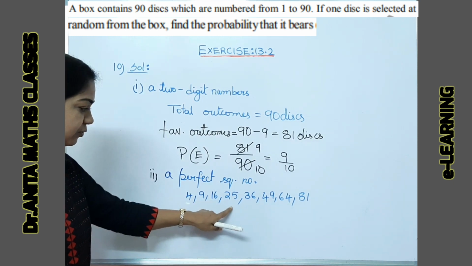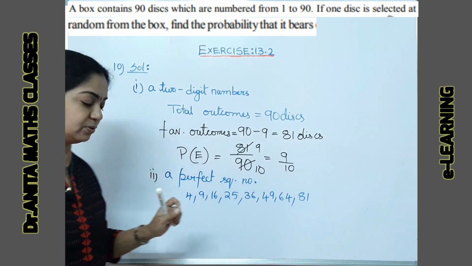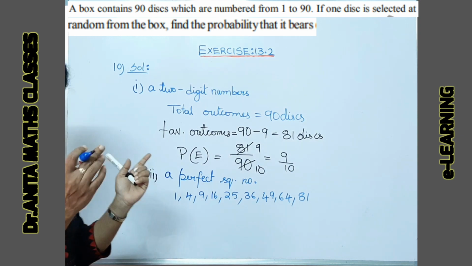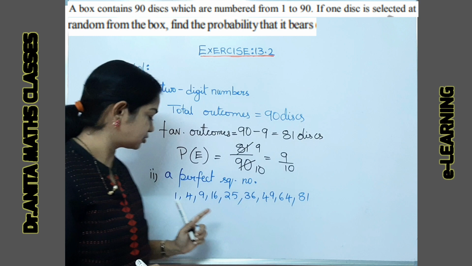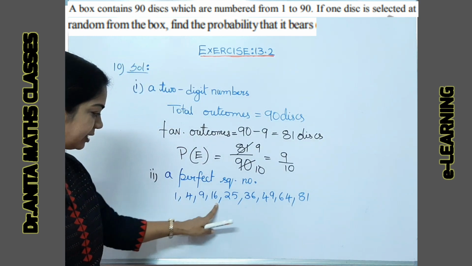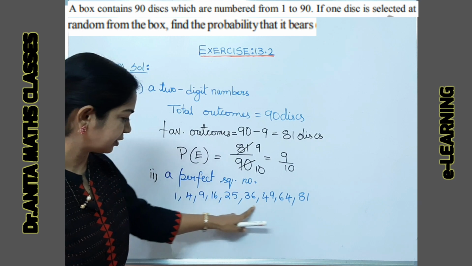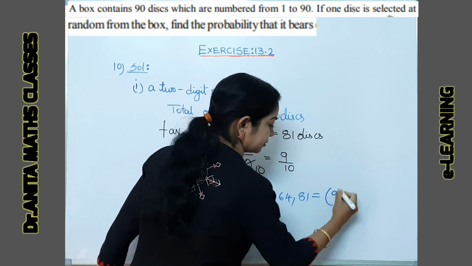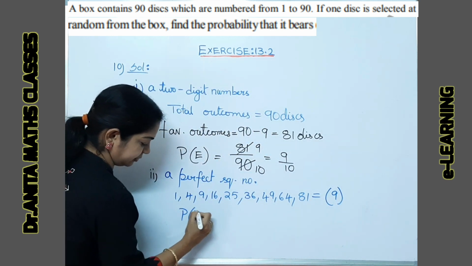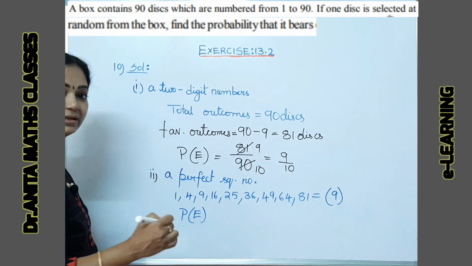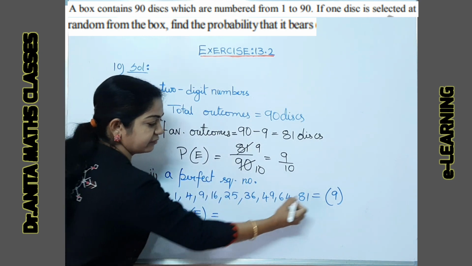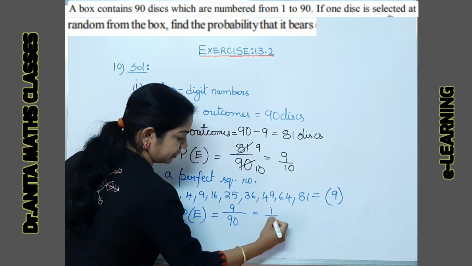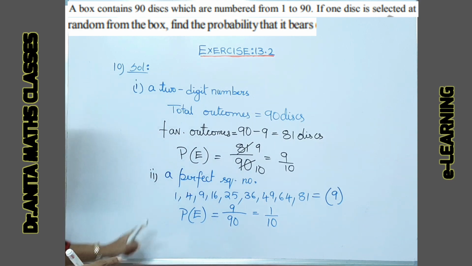So, 1, 2, 3, 4, 5, 6, 7, 8. If you consider 1, you get 9. Let us consider 1 also, because the discs are from 1 to 90, isn't it? So, let us include even 1. How many do we have? We have altogether 4 plus 4, 8, and 9. So, the favorable outcomes are 9. The event here is the perfect square number. The number of favorable outcomes is 9, and the total outcomes are 90. So, this comes to 1 upon 10, the probability of getting a perfect square number.